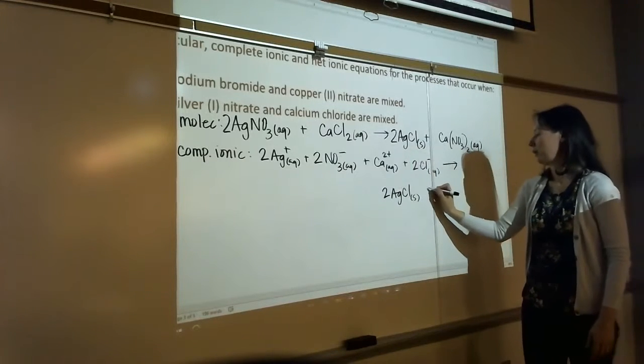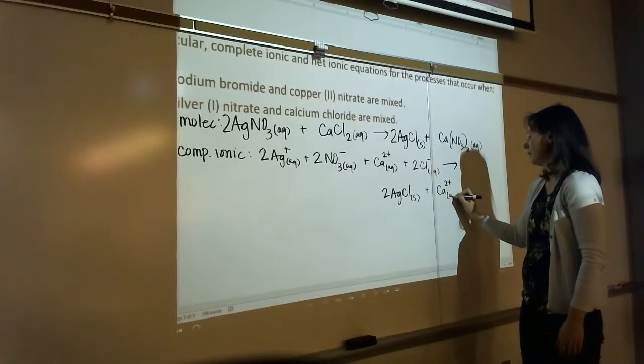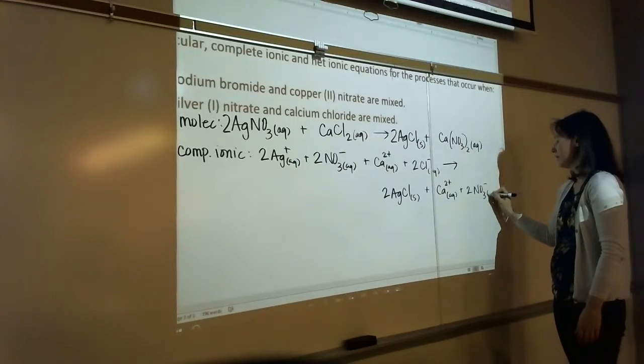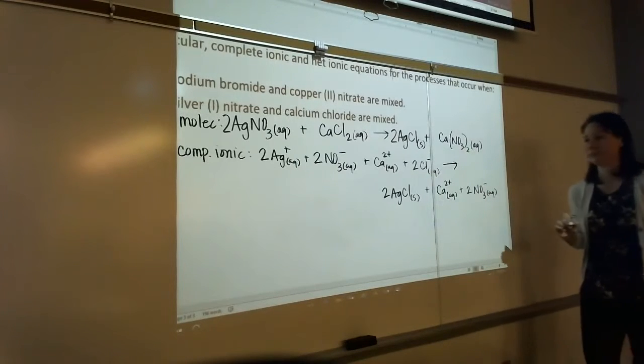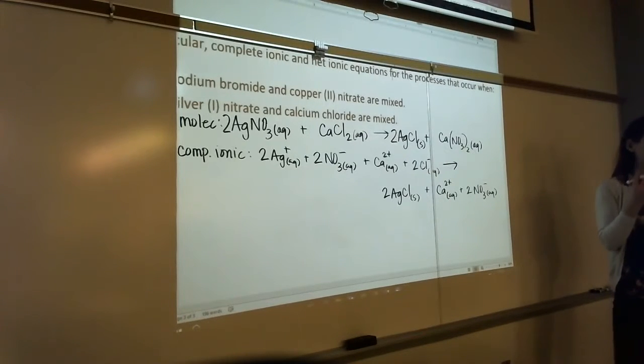And then we've got to break up our other product. Ca2+ (aq) plus 2 NO3- (aq). That's our complete ionic equation. Like I said, if you have to go on to a second line, that's fine. Just make sure I can follow your work.